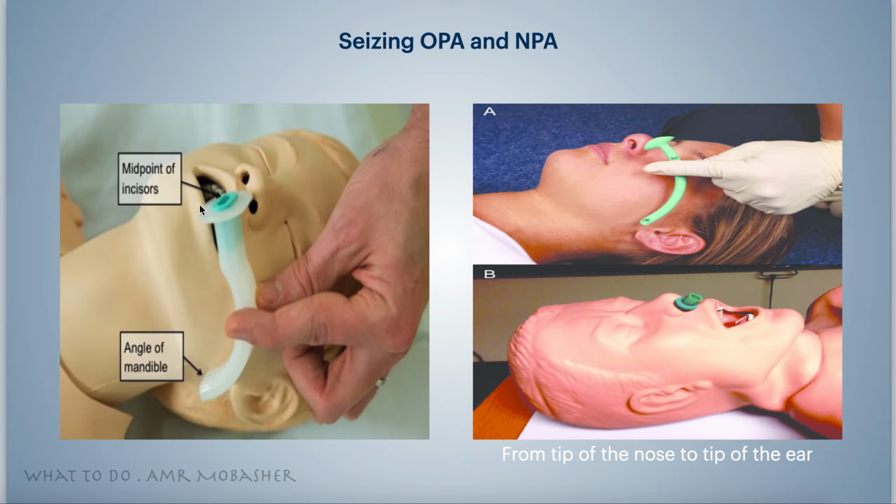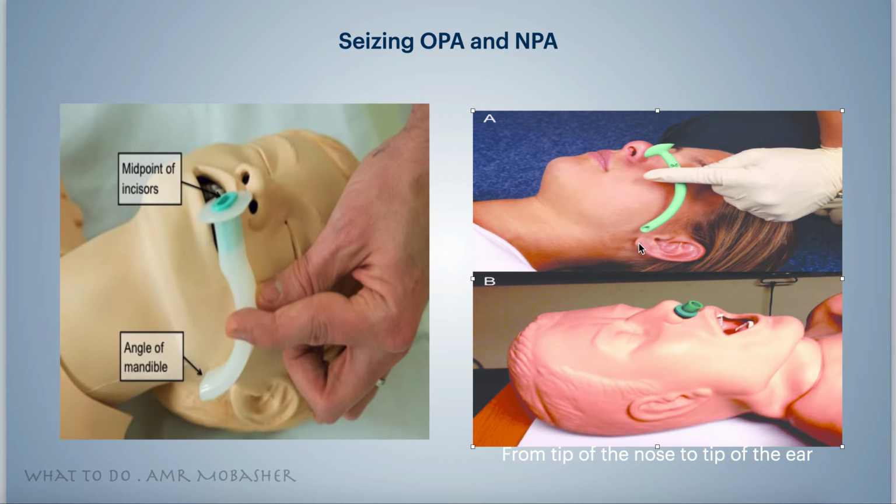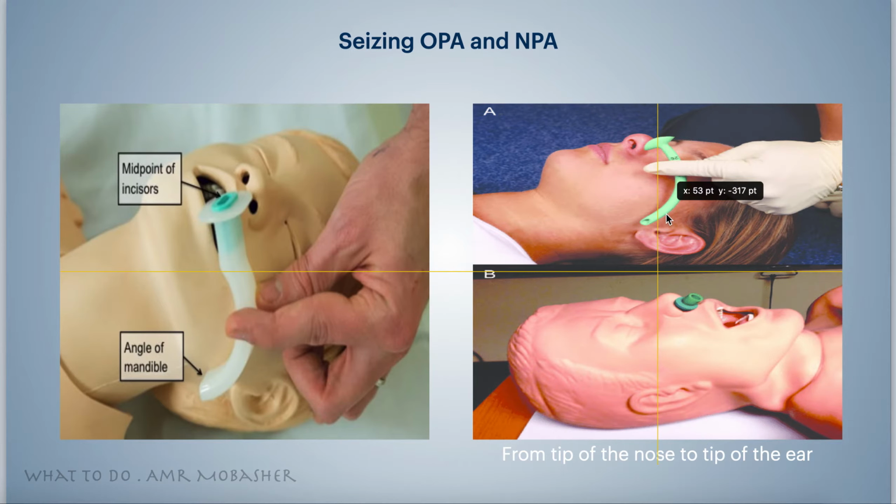So for oropharyngeal airway, we size it from the midpoint of incisors till the angle of mandible here. This is the correct way to size it. For the nasopharyngeal airway, it's from the tip of the nose till the tip of the earlobe. This will be the correct size for the nasopharyngeal airway.